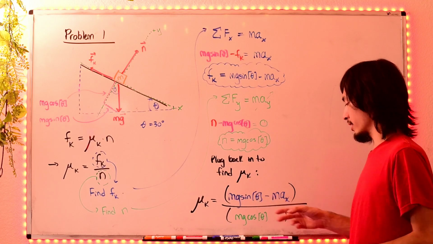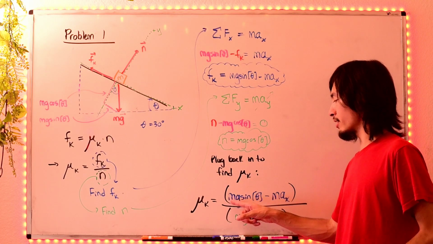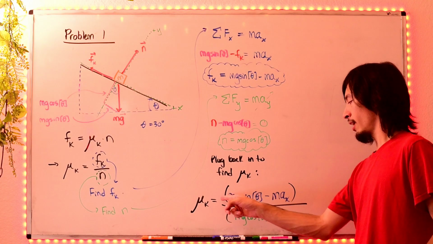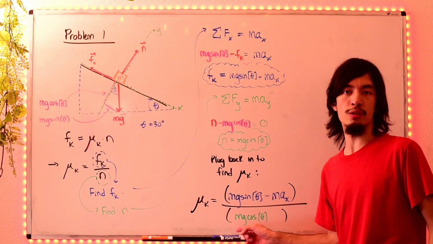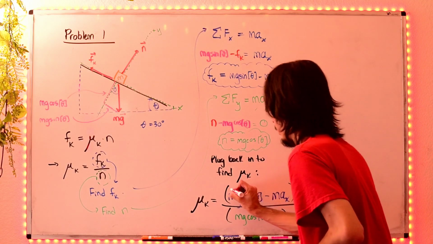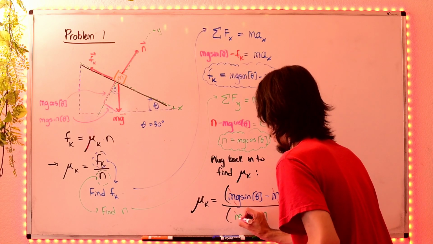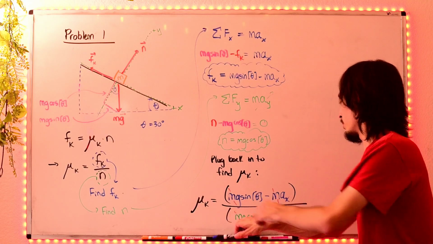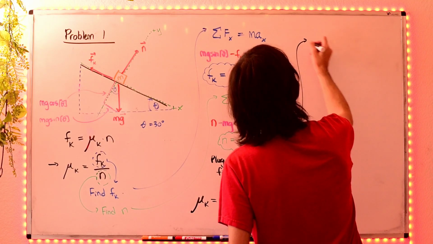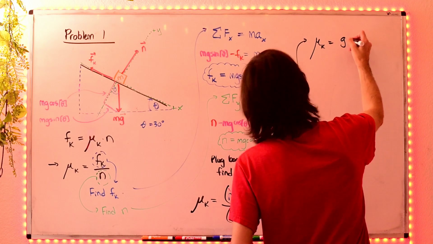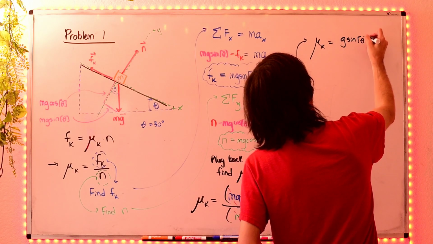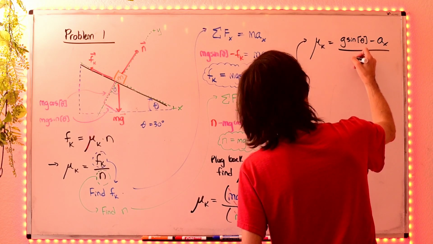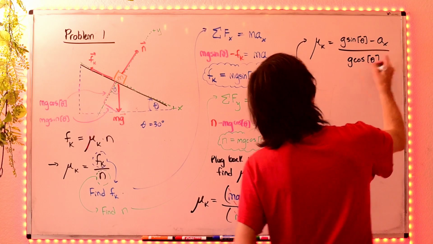You could actually clean this up, if you want to, by realizing that the top has two terms, and they both have mass in them, which means you could factor it out of the top. And the bottom has mass as well, so you can cancel all the masses out of this problem. So you don't actually need the mass to do this. Now, the angle you, however, do need, so we'll simplify this expression to coefficient equals g sine theta minus the acceleration divided by g cosine theta.